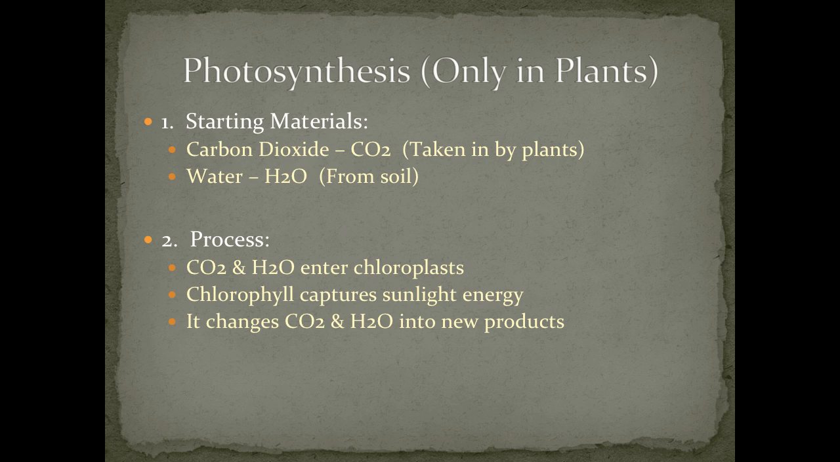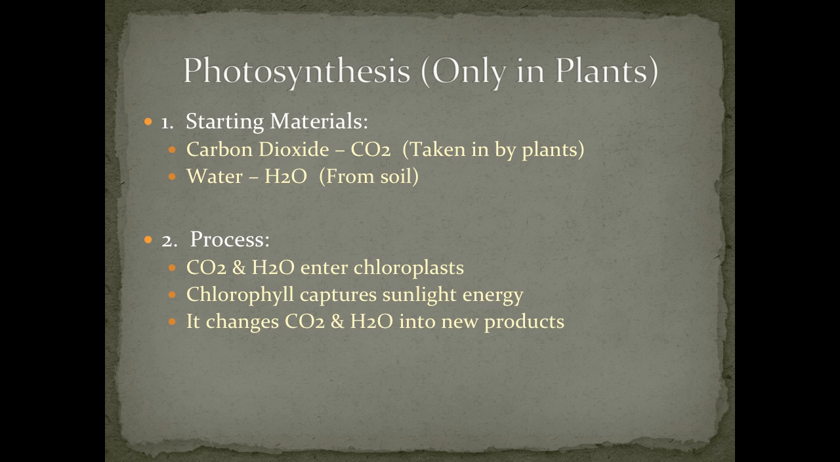It's only in plants. The starting materials needed for photosynthesis to be carried out include carbon dioxide, and the chemical symbol for carbon dioxide is CO2. Carbon dioxide is taken in by the plant, so it is inhaled, you could say. Also needed is water, and the chemical symbol for that is H2O. The plants get this from the soil that they're planted in.